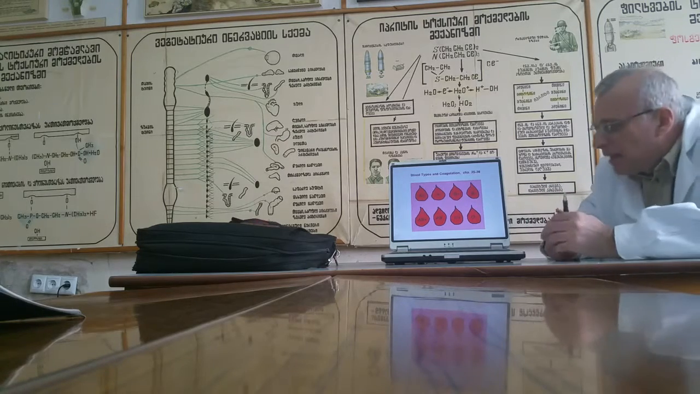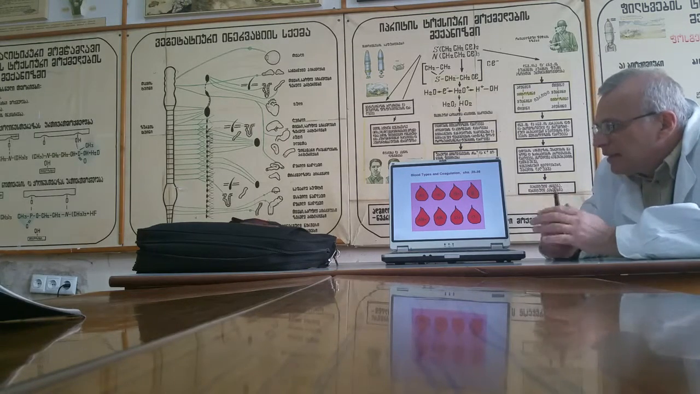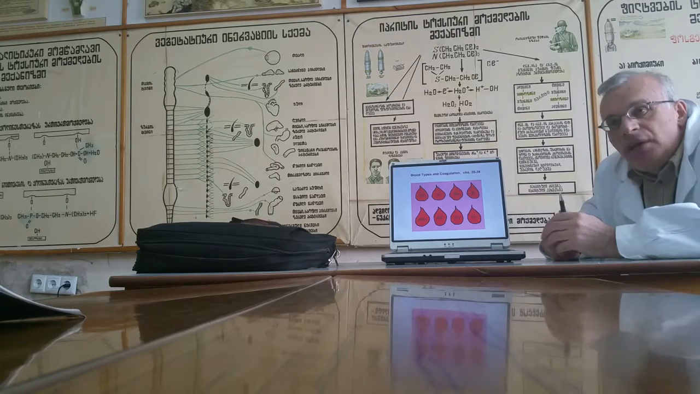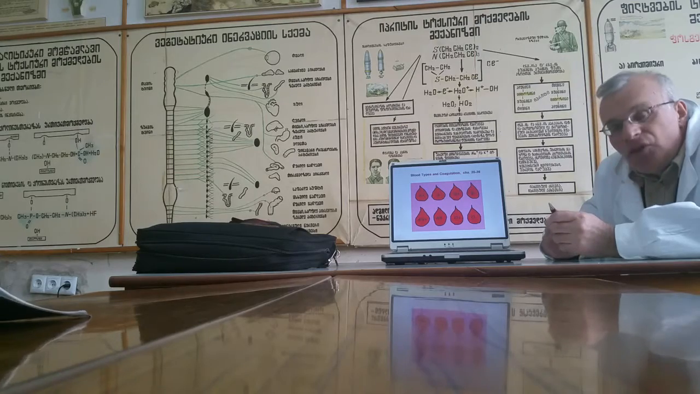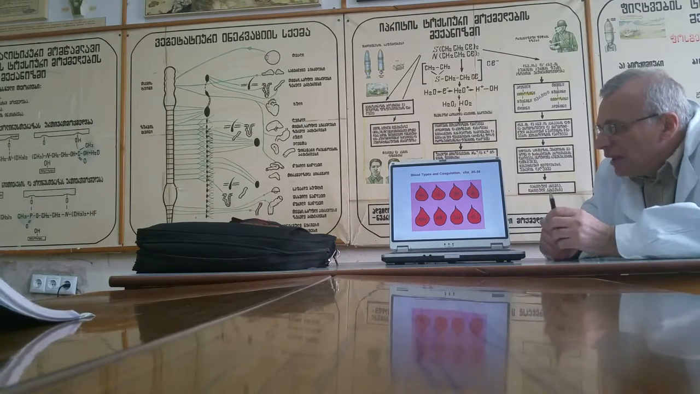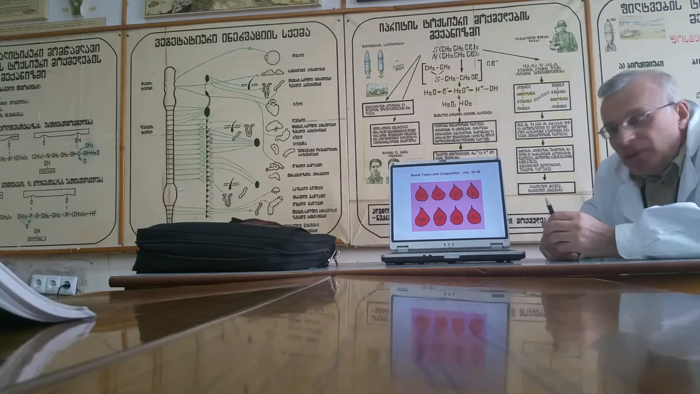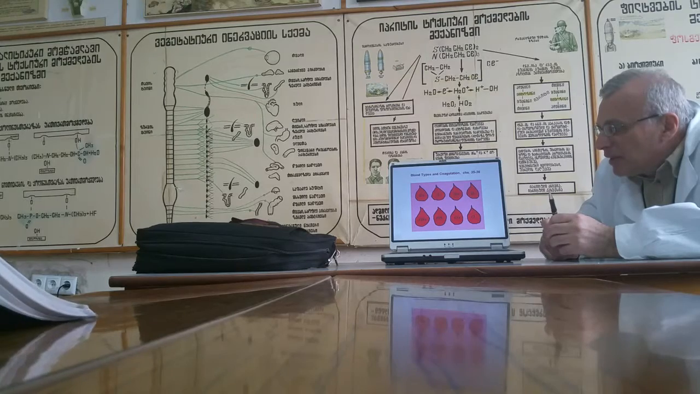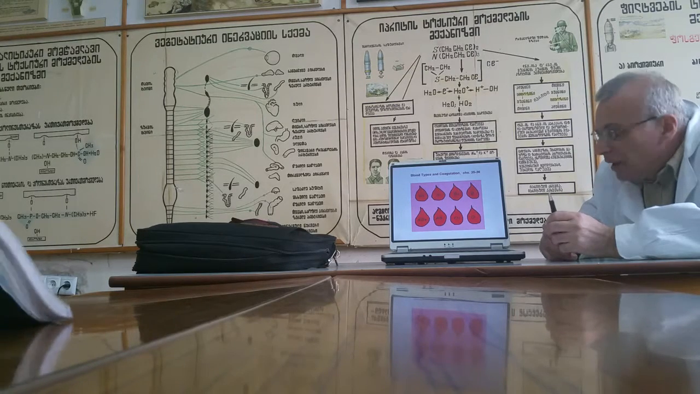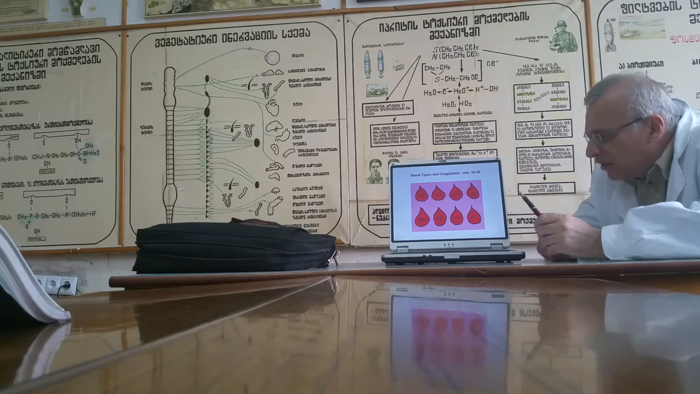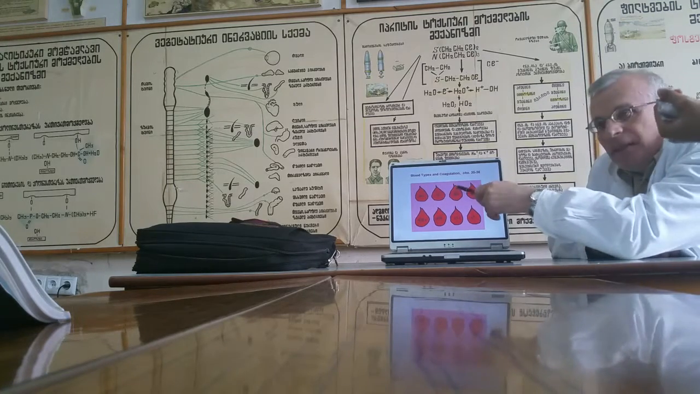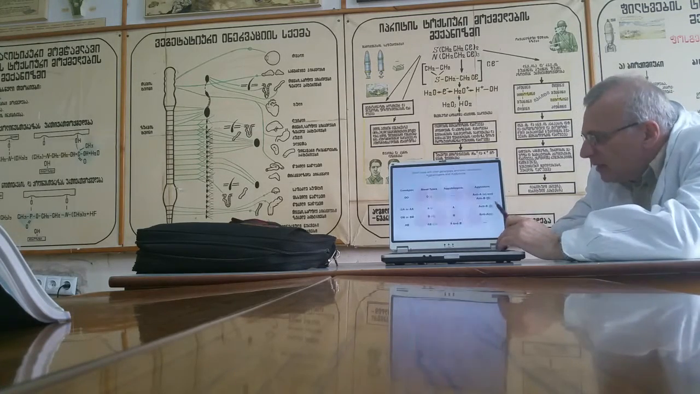In some cases, it is necessary to transfuse blood from one person, who is usually called the donor, to another person, who is called the recipient. But for such a transfusion, we have to know the blood types, the blood groups. This is just an introductory picture showing you these blood types.